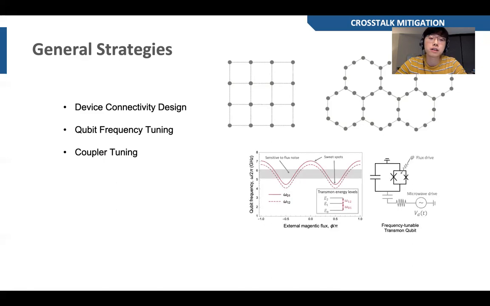Second strategy is to implement tunable qubits, so that we can dynamically adjust the frequency of each qubit independently to avoid unwanted resonance. Shown here on the bottom right is how we can use external magnetic flux as an external control to change qubit frequencies.